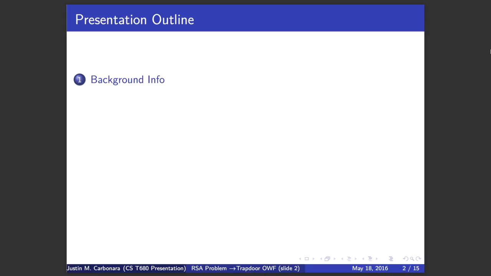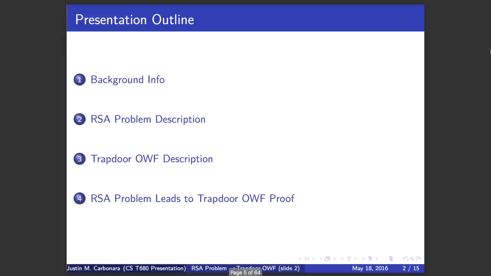An outline of tonight's presentation. First, we'll go over some background information that we need for the proof. Then we'll go over the RSA problem description. Then we'll go over the description of a trapdoor one-way function. And finally, we'll go over the RSA problem leading to the trapdoor one-way function proof.